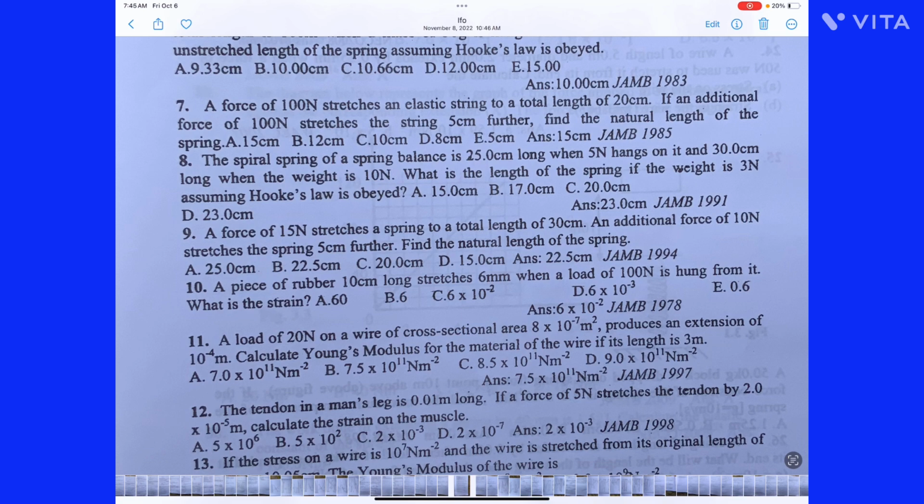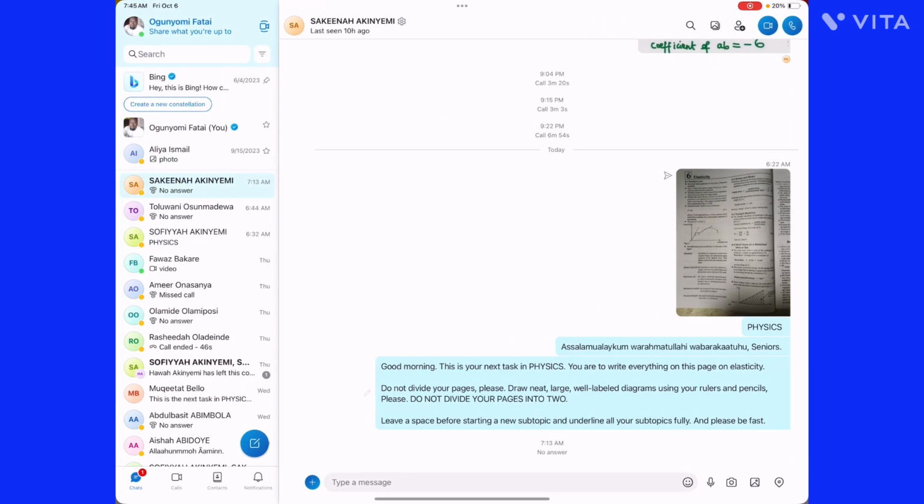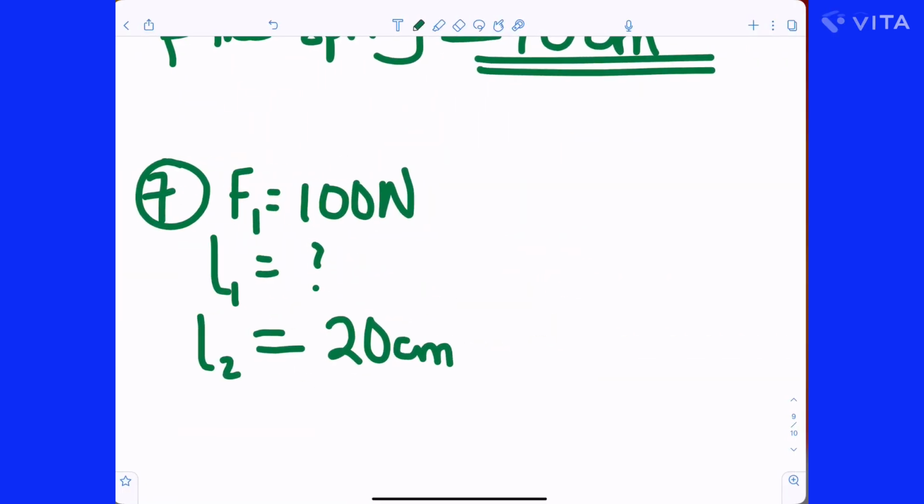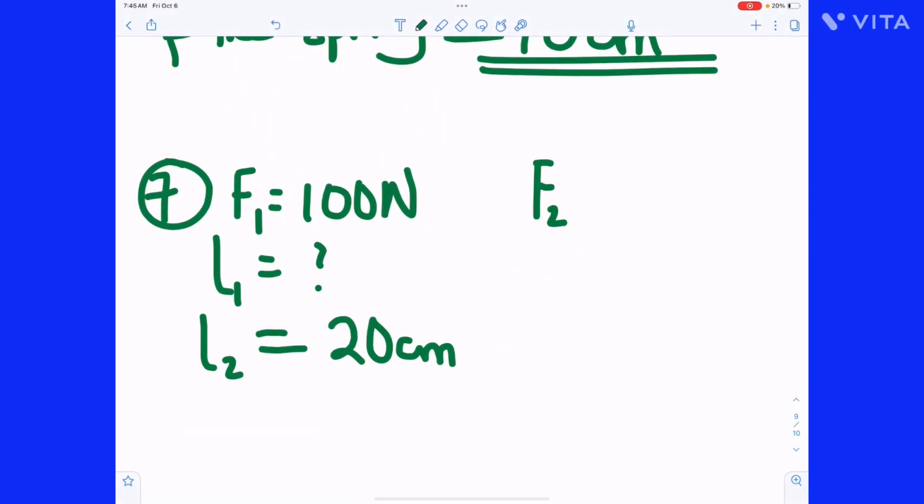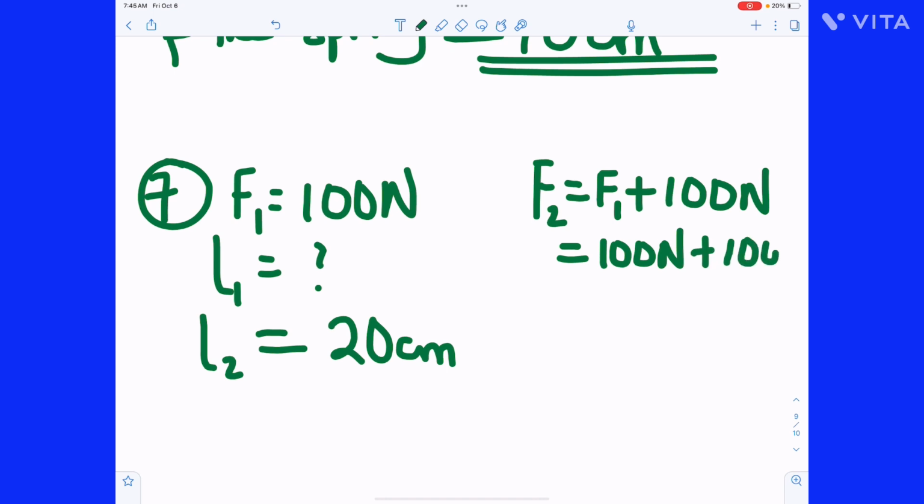Now let's go ahead. The question says, if an additional force of 100 newtons, additional force of 100 newtons means that our F2 will be F1 plus another 100 newtons. That's 100 newtons plus 100 newtons. That's what additional means. That means we are not removing the first weight. We just added another 100 to it. So our F2 is now 200 newtons altogether.